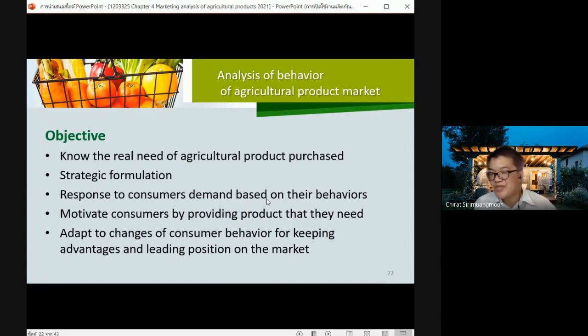Like you are the first or the top brand or the highest market share on the market, and you keep doing the analysis of the behavior, and you found that, oh, this is good because our agricultural product is good in terms of the consumer perception. Then you keep doing good things. Then you can protect your market share and also try to be better than what you just have.